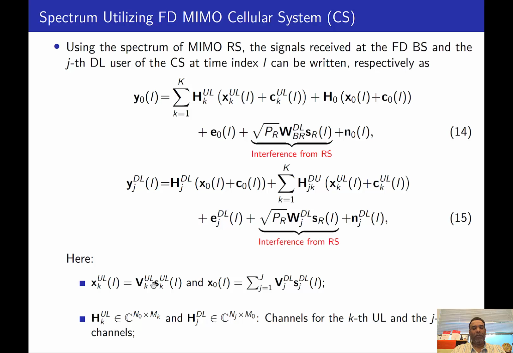Okay, so the uplink transmitted signal is precoded here. This is the information precoded, and the radar signal, the base station downlink signal, is also precoded here for the jth users. All jth user downlink signals are denoted by X node L. This is the uplink channel, and this is the downlink channel here. So there are N node base station receive antennas, MK transmit antennas, and there are M node transmit antennas at the base station, and NJ receiving antennas at the downlink users.